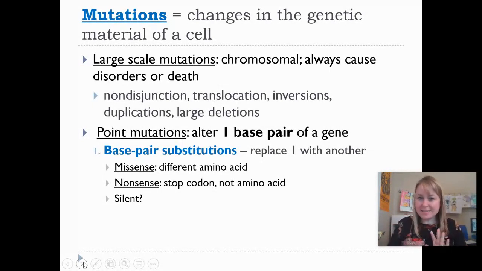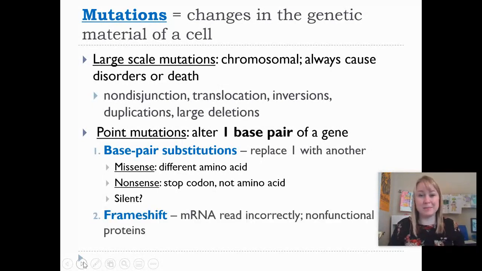Are there silent substitutions? Is there a way that you can make a mistake that goes completely unnoticed? Sure there is, right? Remember wobble? That third base in a codon triplet, a nucleotide triplet, doesn't really matter in most cases. So if the mistake is in that third base, everything will happen just as it's supposed to. Everything will be fine and the protein works. And that is what's known as a silent mutation.